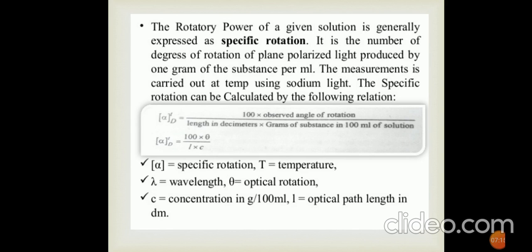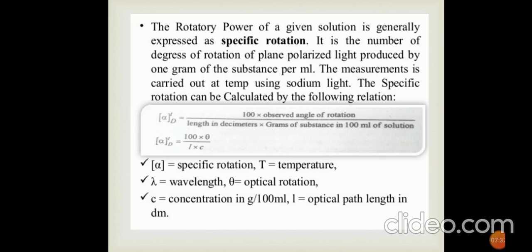It is the degree of rotation of plane polarized light produced by 1 gram of the substance per ml in the solution. The measurement is carried out at a set temperature using sodium light. This sodium light is very important for this practical purpose. The specific rotation can be calculated by the following relation.